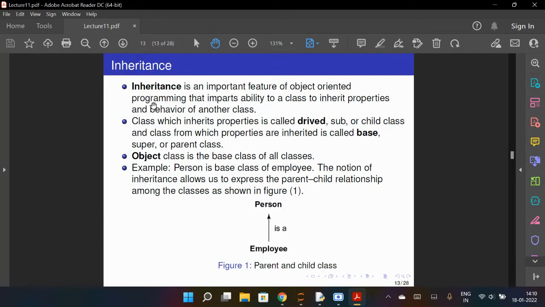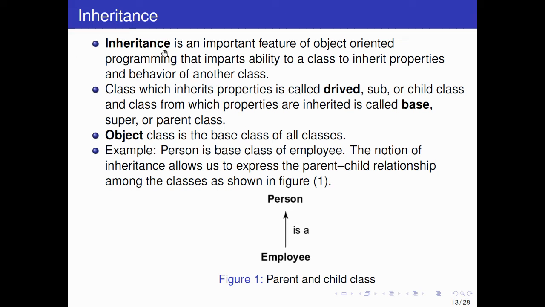Okay, so first let's see the definition. Inheritance is an important feature of object-oriented programming that imparts the ability to a class to inherit properties and behavior of another class. So this is a feature of object-oriented programming that imparts the ability to a class to inherit properties and behavior of the other class.